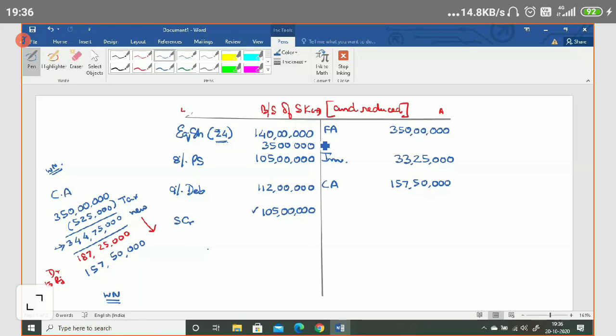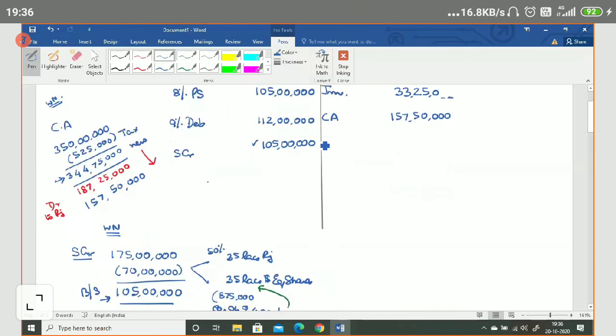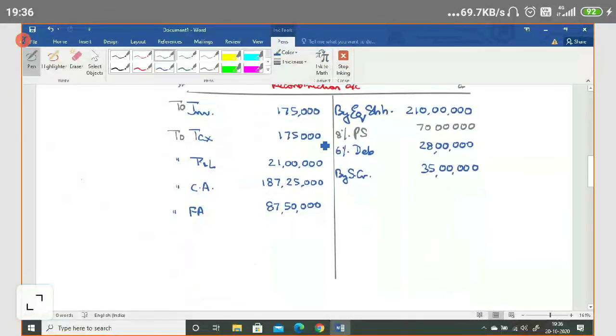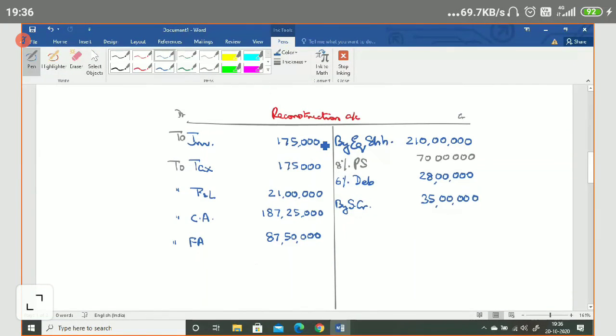So now we have to close first the reconstruction account. If the credit side total is more, it will go to capital. So please close reconstruction account, guys. Tell me if the credit side is more or the debit side is more. If the credit side is more, it will come to capital reserve. Close, guys, reconstruction account of SK Limited.